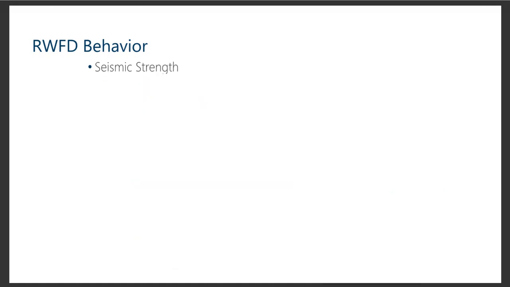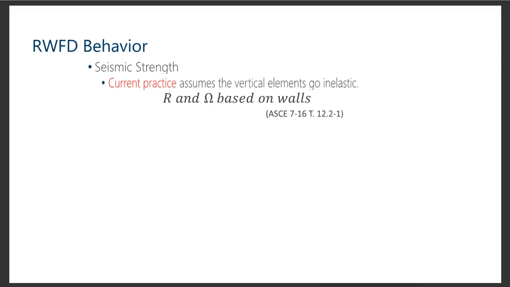In addition, if we're looking at the seismic strength of these buildings, current practice assumes that the vertical elements are the ones that go inelastic. So we have a response modification factor, R, which is associated somewhat to the ductility of the vertical system, and then the overstrength factor, omega, which is also based on the ability of the vertical system to withstand excessive loads. It's all based on the vertical system, or in a rigid wall, flexible diaphragm building, it's based on the walls.